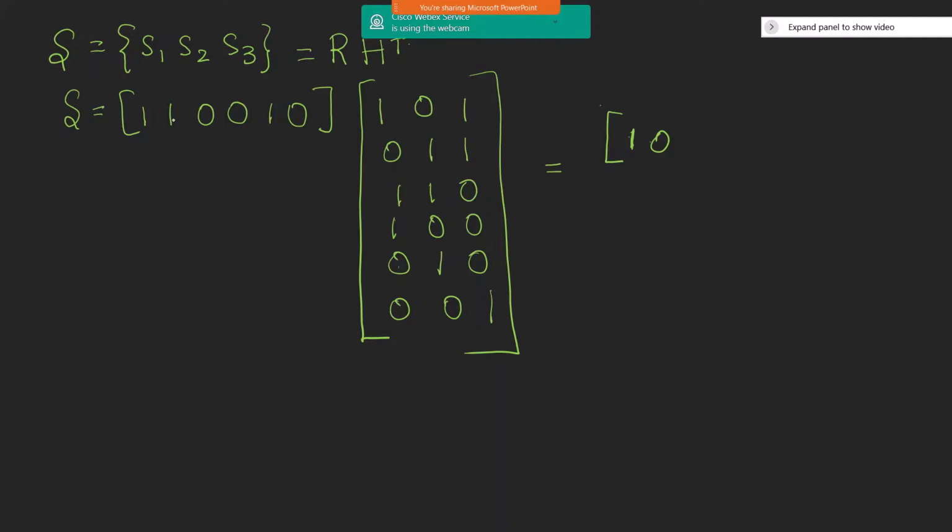Similarly, the last column you can check. 1 into 1 is 1, 1 into 1 is 1, 0, 0, 0 and then 0, 1 plus 1 is 0. So the syndrome, the n minus k vector, the syndrome vector is obtained to be 1 0 0.